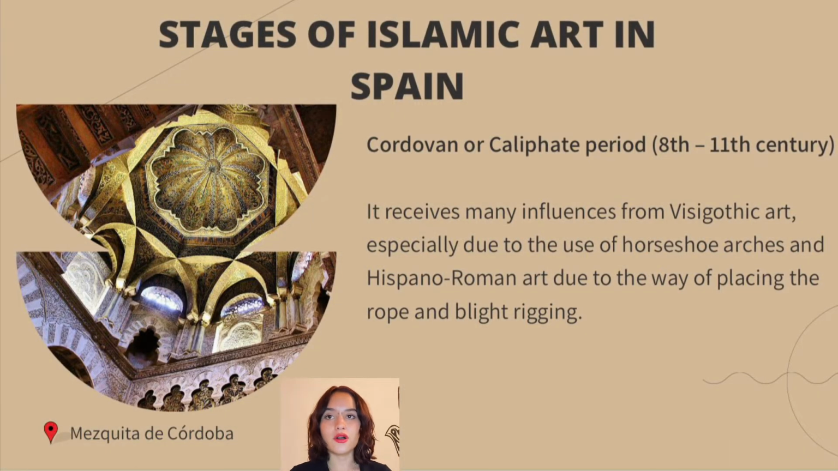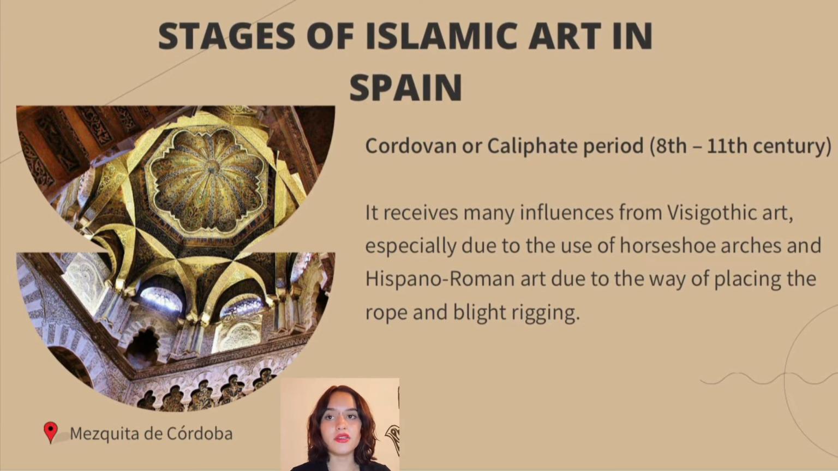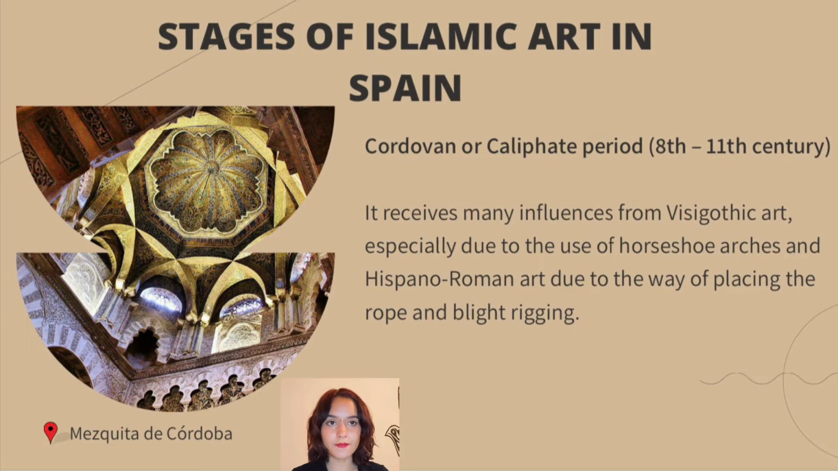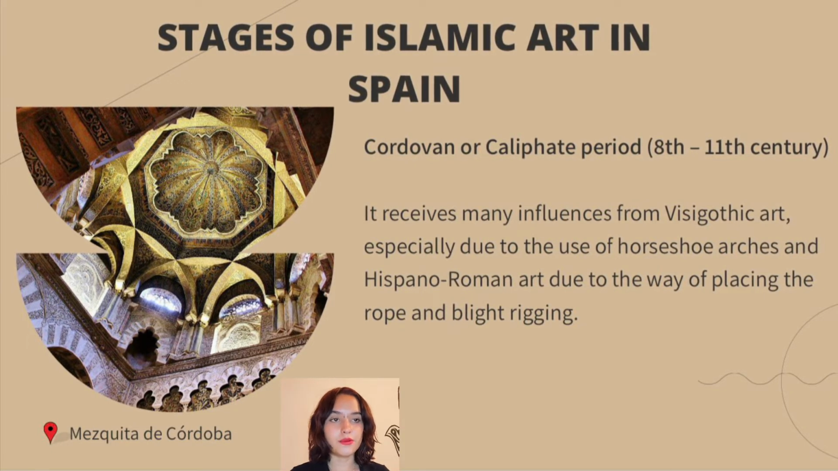Now we're going to talk about the five periods or stages in which Islamic art in Spain can be classified depending on the different reigns that existed. Number one is the Cordovan or Caliphate period.